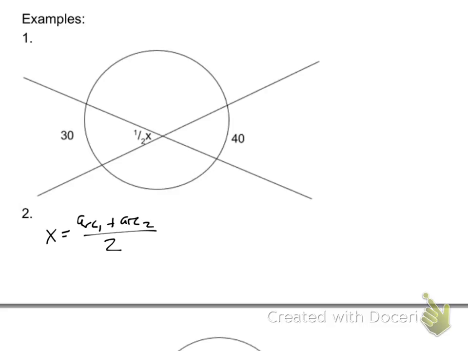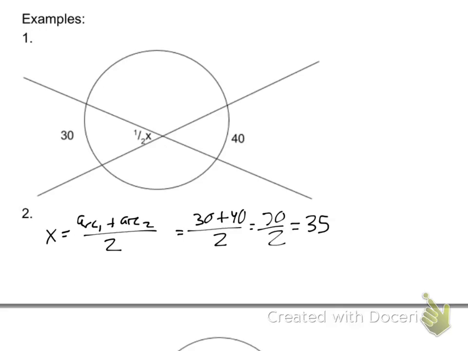Which one are we calling arc 1? 30 plus 40 divided by 2. That would equal what? 70 over 2, which is 35. Here's the problem, guys. What did we just solve for? Did we really solve for x?